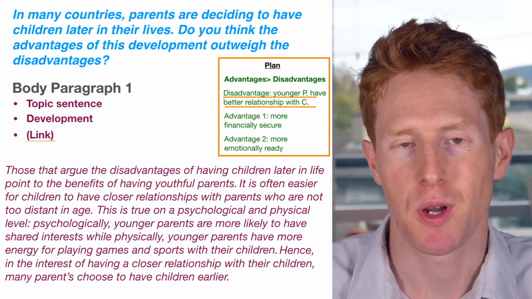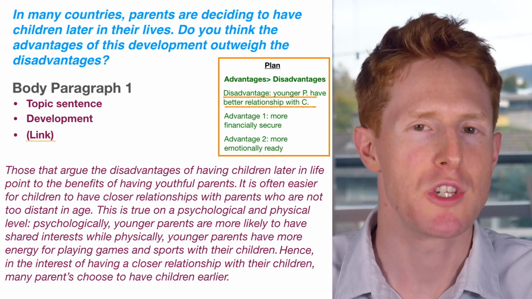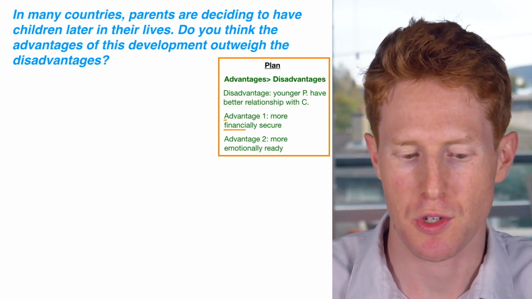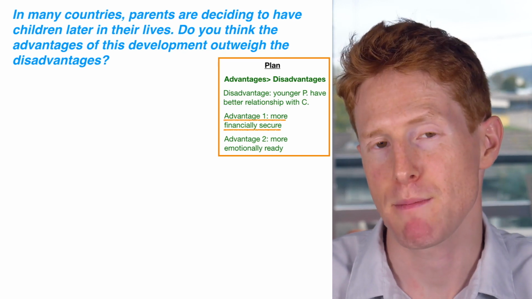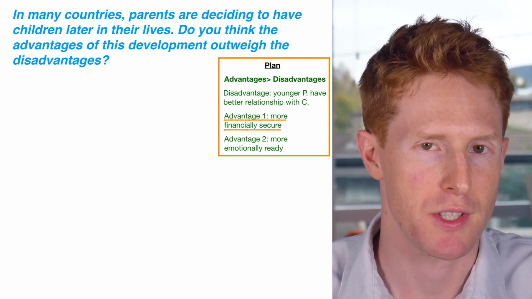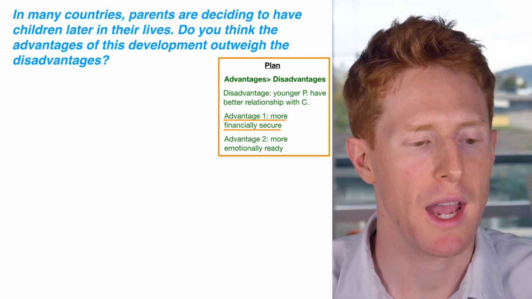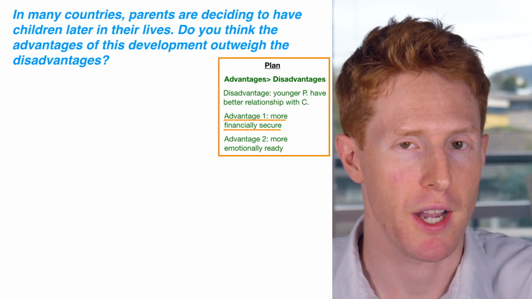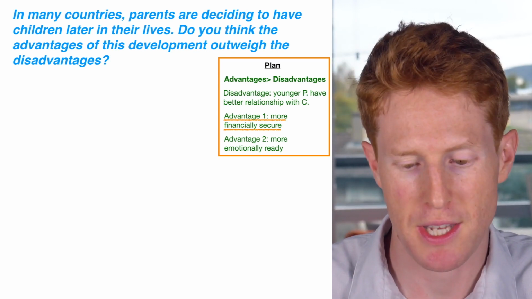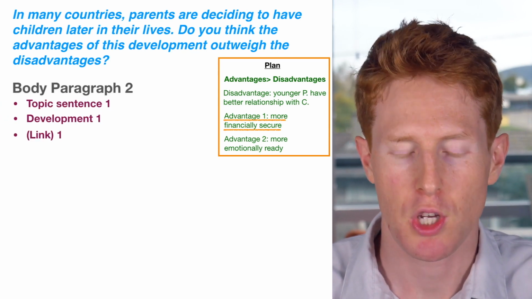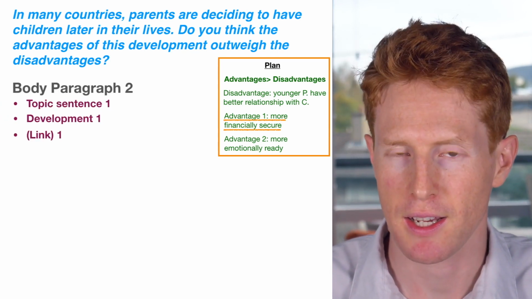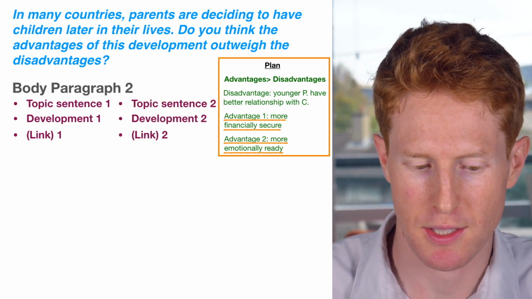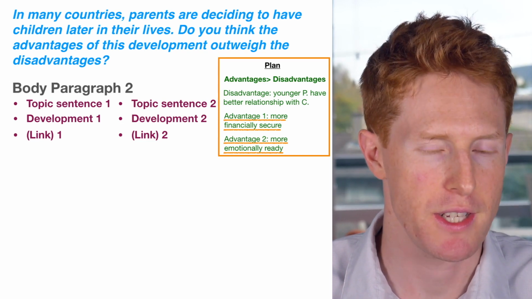Okay, so body paragraph 1 has introduced the side that we don't fully agree with, the disadvantages. Next, we're going to introduce the advantages. Now, as I mentioned, we're going to include two advantages in this paragraph. And remember, you can, for example, break up the advantages into separate paragraphs. That's totally fine. In this case, we're going to put them in the same paragraph. So we're going to have topic sentence 1, development and link for one idea, and then we're going to look at the other idea and also have a topic sentence, a development and a link for that idea.